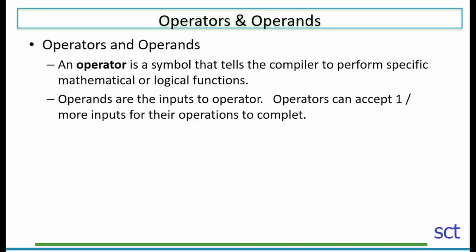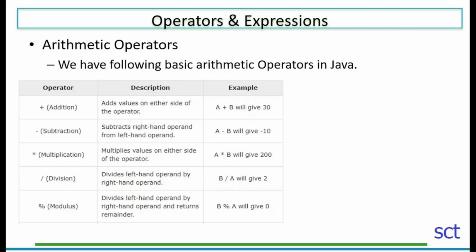So what are operators and operands? An operator is a symbol that tells the compiler to perform specific mathematical or logical functions. Operands are the inputs to the operator. An operator can accept one or more inputs to complete its operation. There are different types of operators, one of which is arithmetic operators. We will see the different types as we go through the slides.